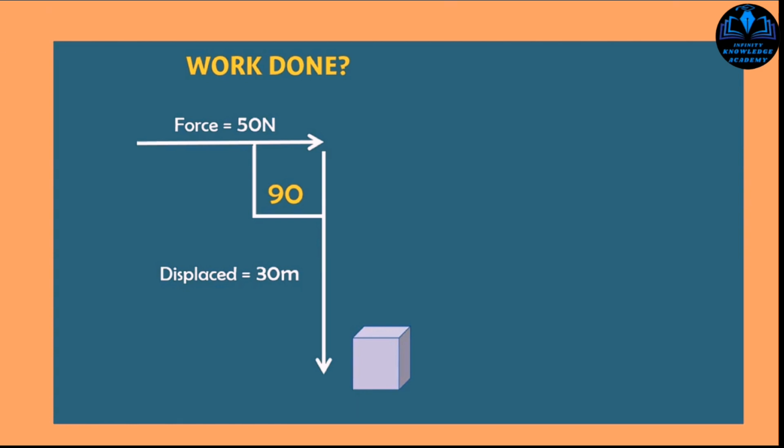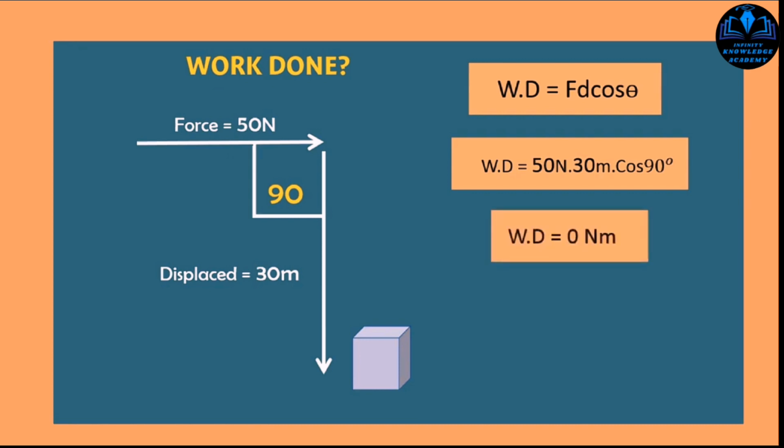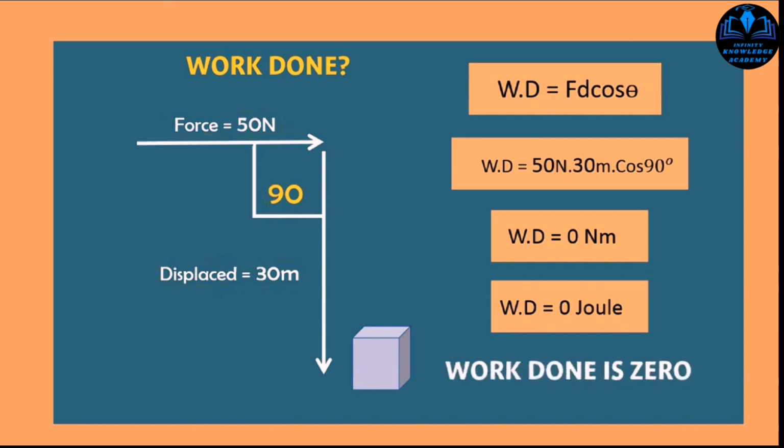Now writing the formula of work done. Work done is equal to Fd cosine theta. Work done is equal to 50 Newton into 30 meter cosine 90 degree. We know that cosine 90 degree is equal to 0. Hence work done is equal to 0 Newton meter, or work done is equal to 0 joule. So in this example, we learn that when the angle between force and displacement is 90 degree, the work done will be 0. That's why I told you early in this lecture that when the direction of force and displacement is different, work done will be 0.